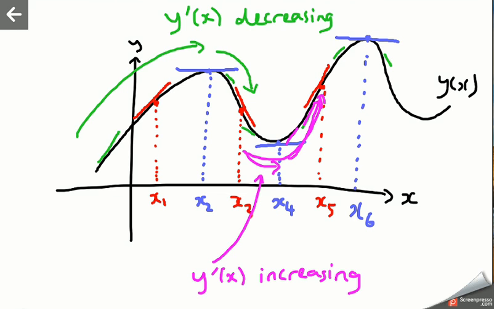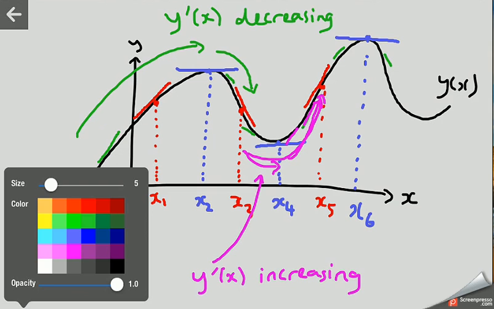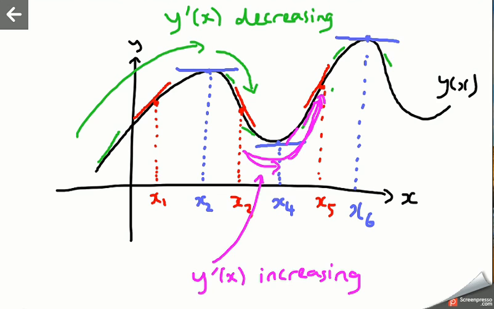And then it starts to decrease again. Go back to green. Y prime of x starts to decrease again from here onwards, and then the cycle kind of repeats itself. So y prime of x, first it's decreasing, and then it hits 0 here, and then it keeps decreasing until it reaches the most negative number at x3, and then it starts to increase again right until it gets to 0 at x4, and then it keeps increasing until here, and then it starts to decrease again.